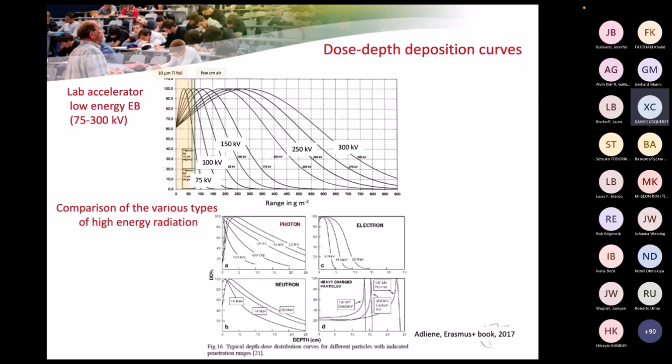And here we have different examples of depth dose deposition curves. On the top, these are for low energy accelerators from 75 to 300 kilovolts, and we find what was qualitatively said about the penetration of some 100 micrometers for 100 kilovolts, of course increasing up to 300 kilovolts. And the bottom graphs allow a comparison of the main types of radiation, comparing X-ray photons, electrons, neutrons, and heavy charged particles with their very different profiles of energy deposition, which of course take into account the presence of charge and the presence of mass in the incident radiation.